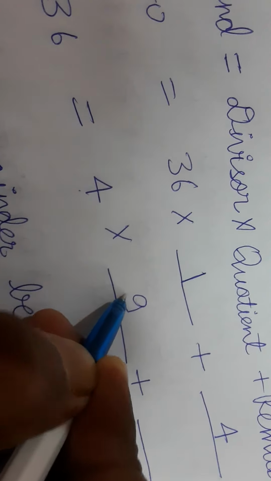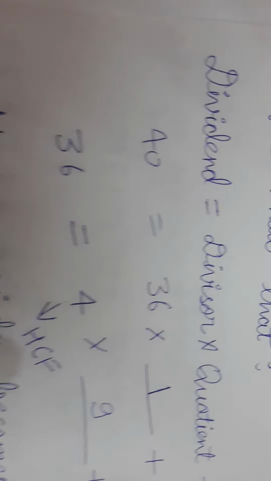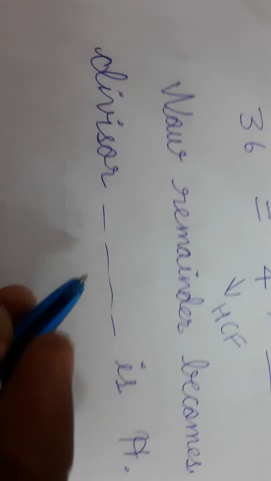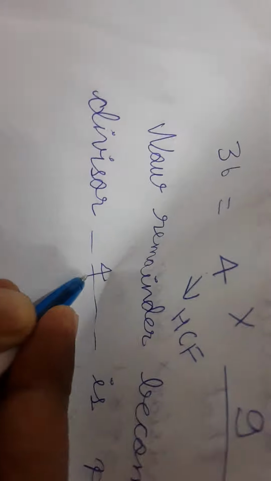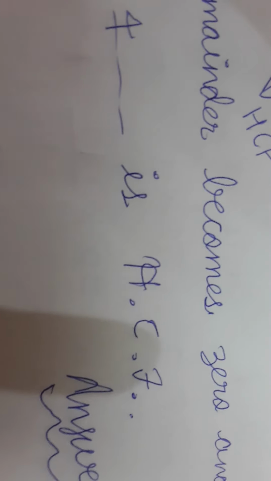And as in the previous example, we understood that we need to repeat the steps until we get remainder 0. So this is the last step. Now the last divisor, that is 4, becomes the highest common factor. It is our answer. Now remainder becomes 0 and divisor 4 is HCF, that is highest common factor. That is our answer.